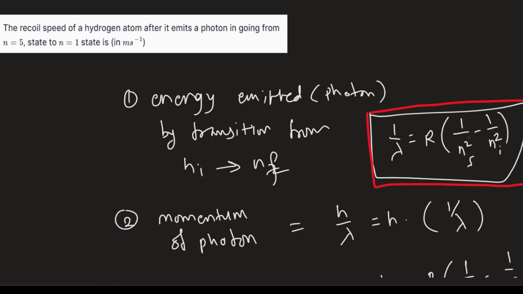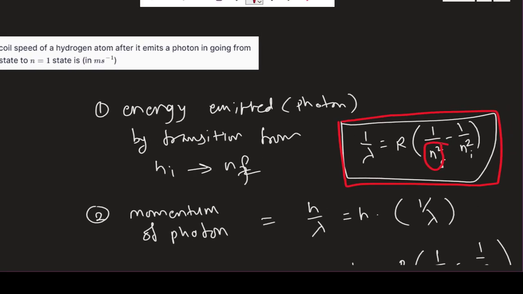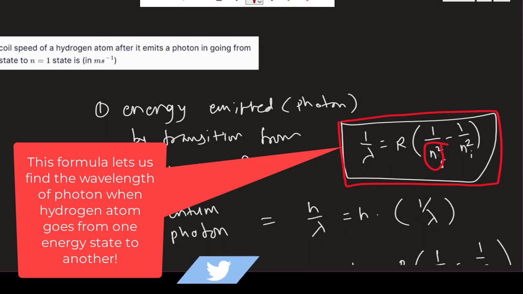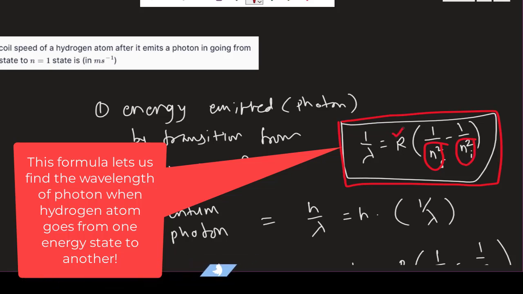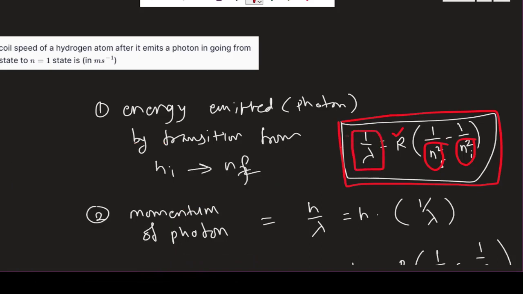So basically here ns is the final state. So in our case the final state is 5, so we have to take the square of 5, minus 1 upon ni square. So ni is the initial state, that is 1 square. This R is the Rydberg constant. So basically we can calculate the value of 1 upon lambda using this equation. We are going to use this in the next steps.